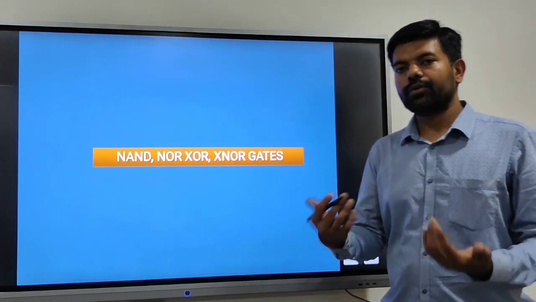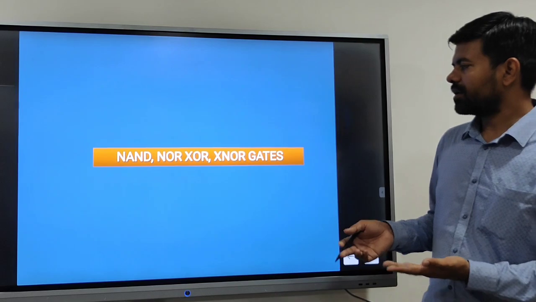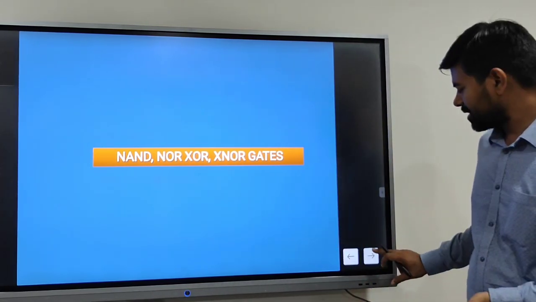Now we are going to see the NAND gate, NOR gate, XOR gate. These are all universal gates.